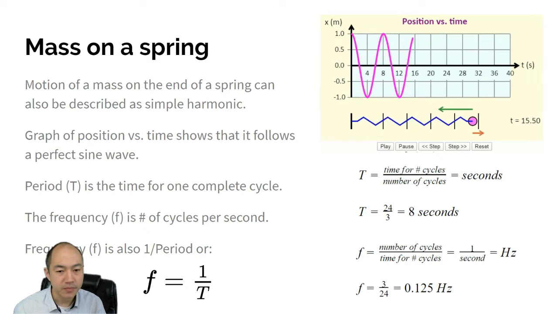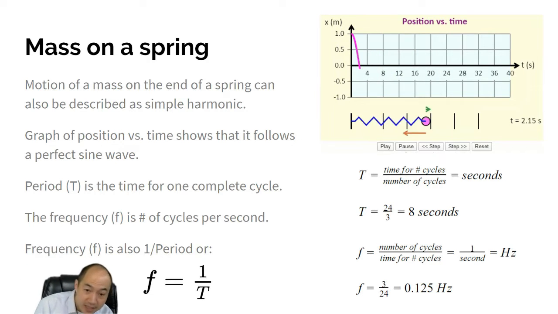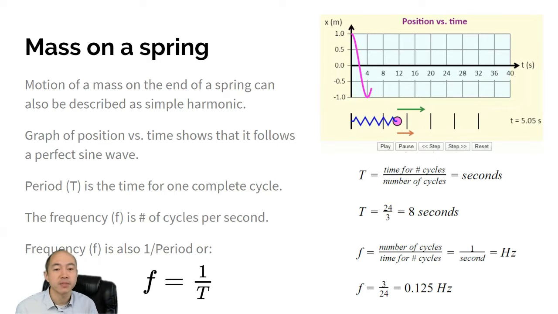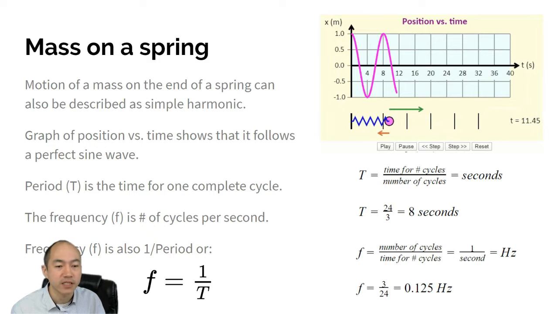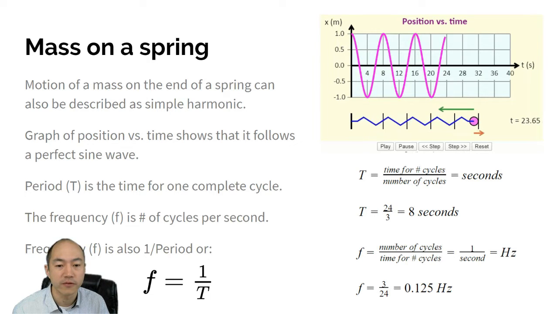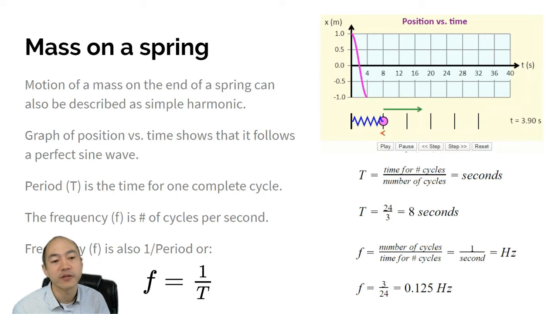And the equations for period and frequency are exactly the same. I know my head is blocking the frequency, so I'll duck here. Right, so the period of time is the time for one complete cycle. The frequency is the number of cycles per second, or the number of cycles per unit time. And then frequency is equal to 1 over period. We can also say that period is equal to 1 over frequency.